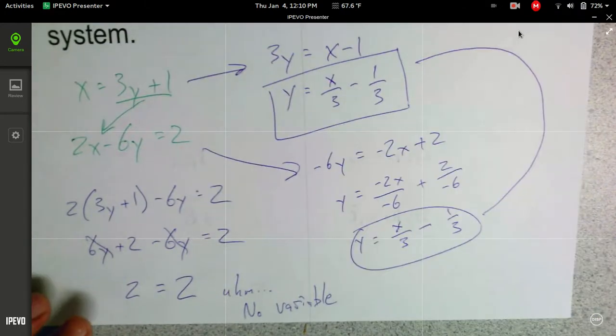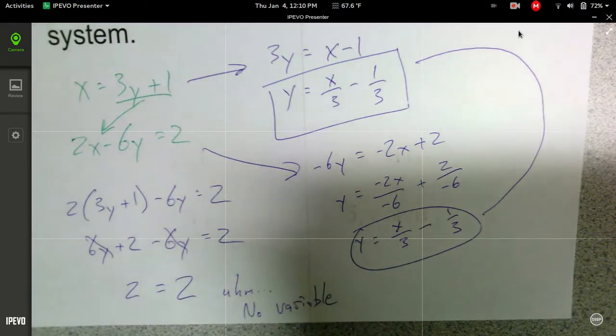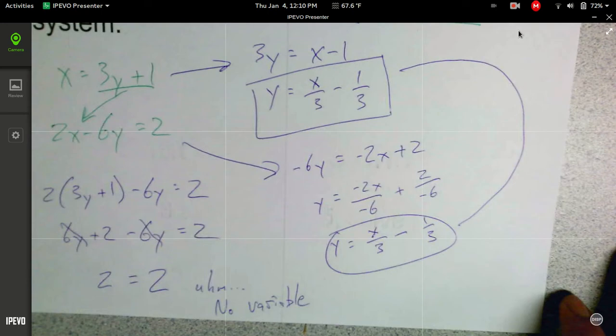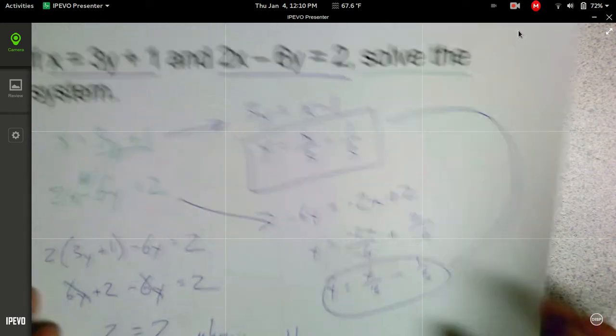So this is the, what do we call this one again? This is the dependent scenario where we have an infinite number of solutions. Basically any x value you plug into this is going to work out to the same thing, and you have an infinite number of solutions. Yay! All right, so that takes care of substitution. We're going to go to another video to do elimination, and we'll move on from there.